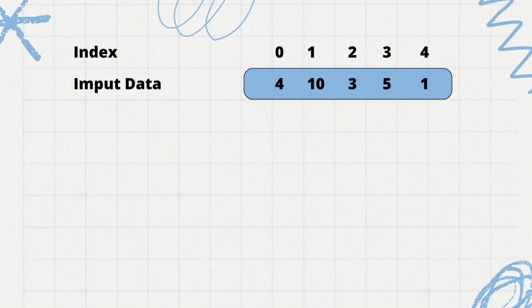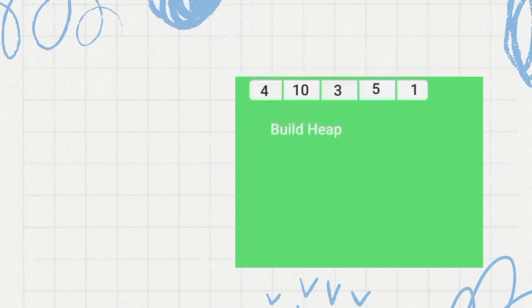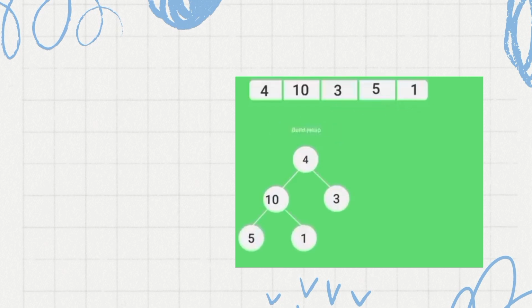So we will solve this particular data: 10, 3, 5, then 1. First, we need to build a heap for 10, 3, 5, then 1. Now that we have built our heap, we need to transform it into a max heap.